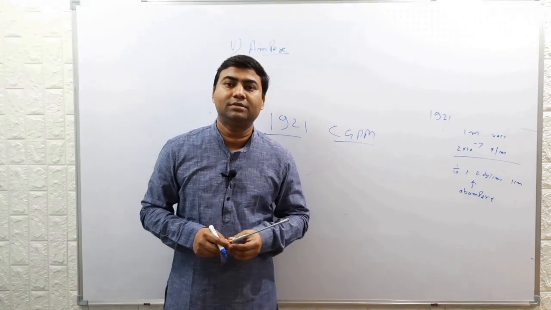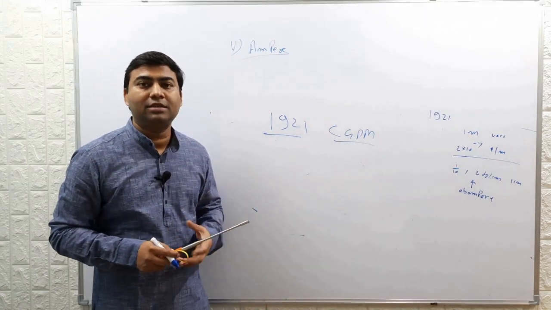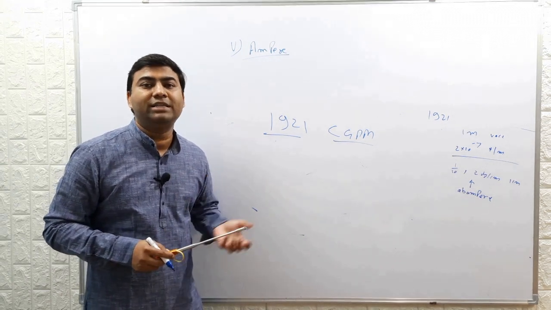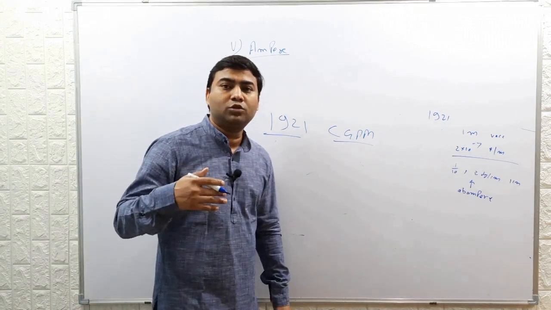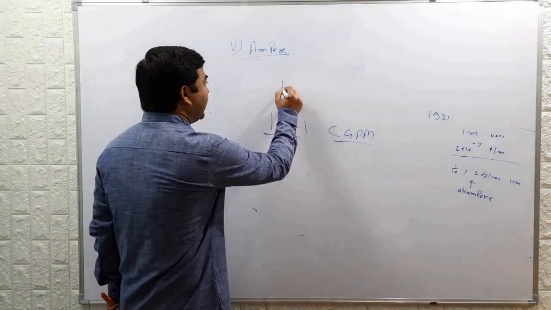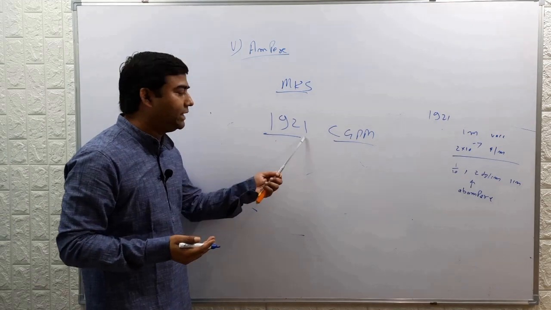During those days, this was not called the SI system. It became the SI system in 1960. Before that, it was called the metric system, or the MKS system, the meter, kilogram, second system. So the MKS system was in use before 1921.